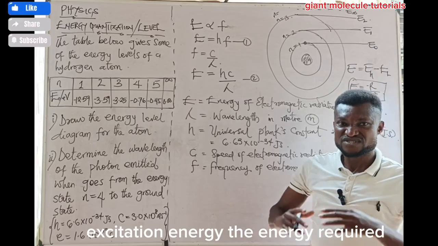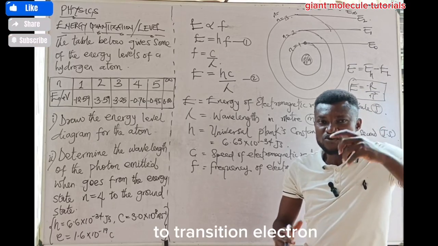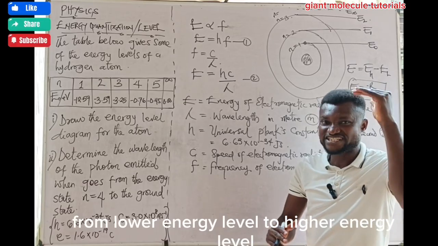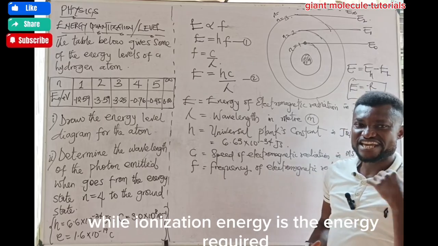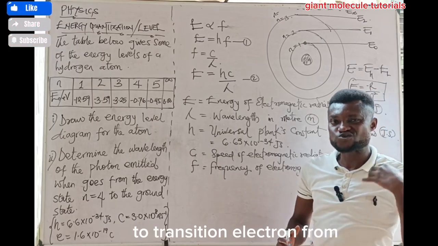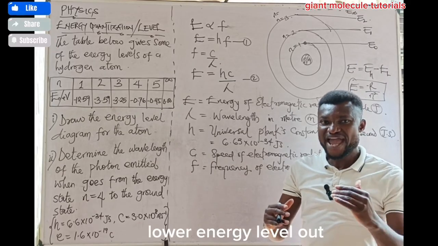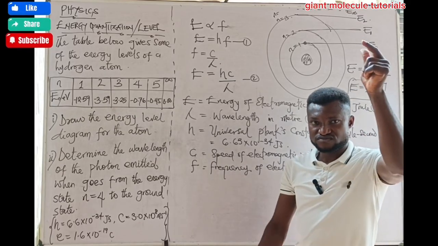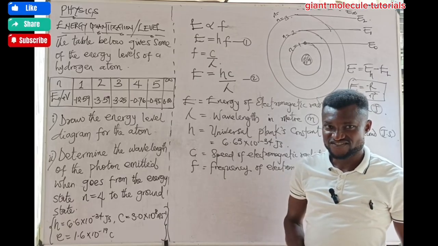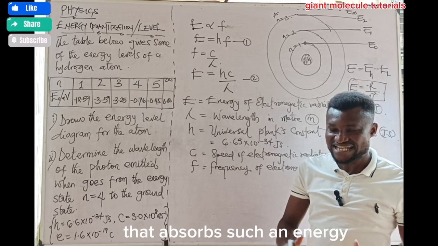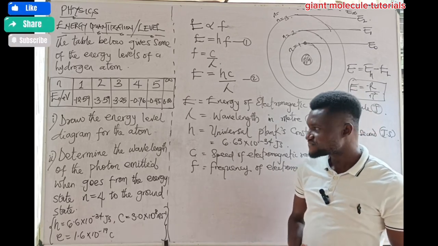Get the difference between excitation energy and ionization energy. Excitation energy is the energy required to transition an electron from a lower energy level to a higher energy level, while ionization energy is the energy required to transition an electron from a lower energy level out from that very electronic shell. Hence, that very atom that absorbs such an energy is said to be in an ionic state.